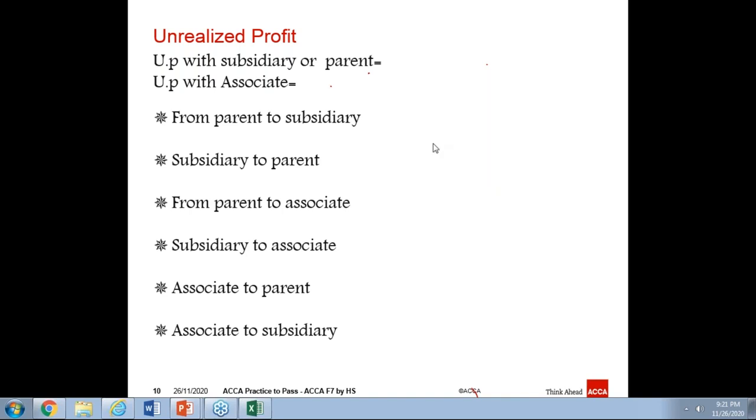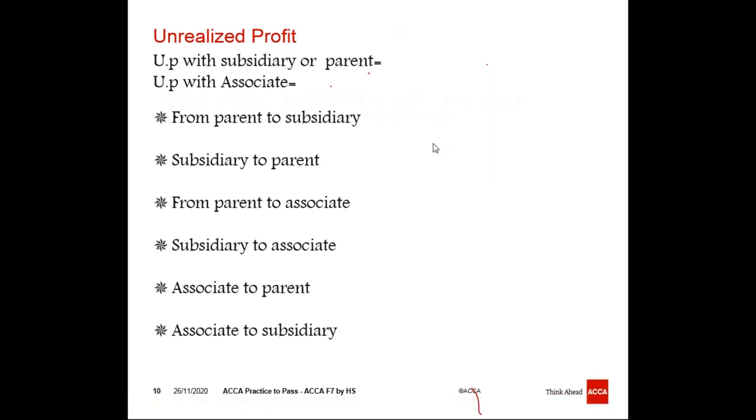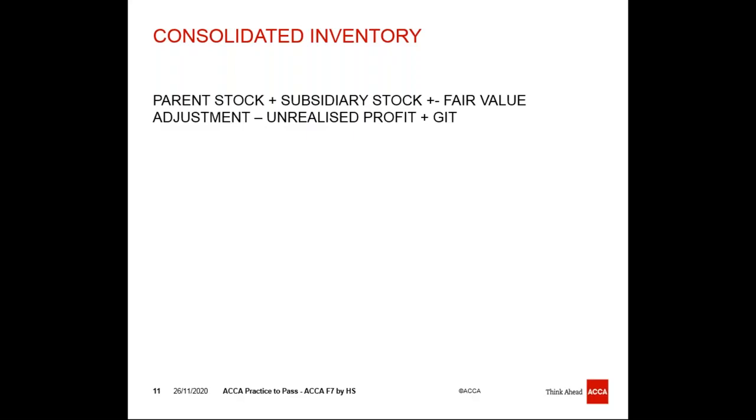Now, how we can report the inventory in the consolidated financial statements. So here we have got the formula. How to calculate the consolidated inventory? Parent stock plus subsidiary's stock plus or minus fair value adjustments of subsidiary company minus unrealized profit plus goods in transit.